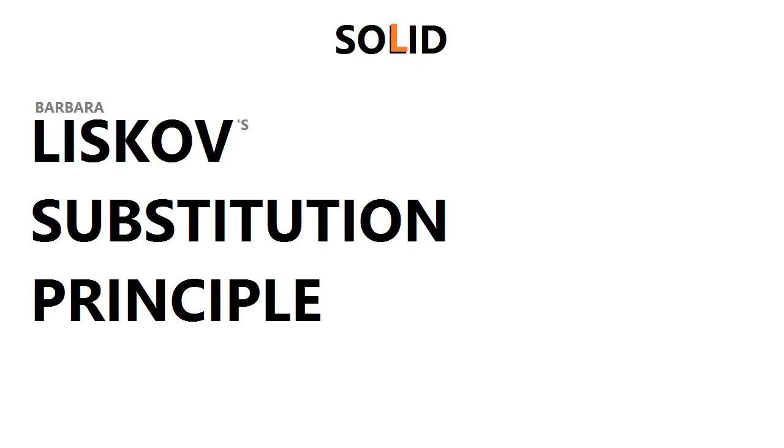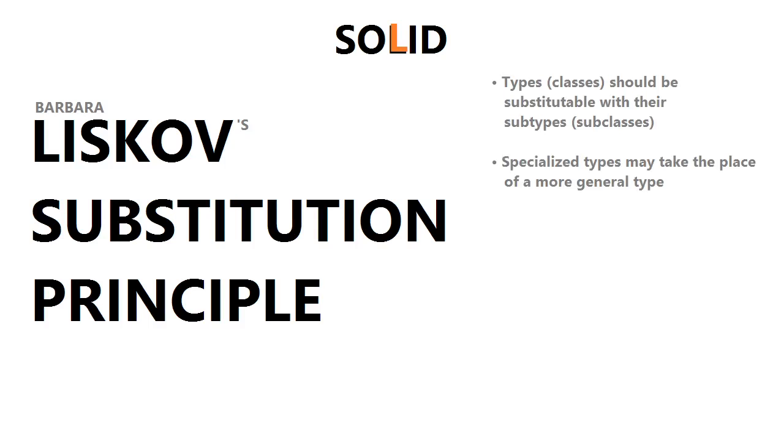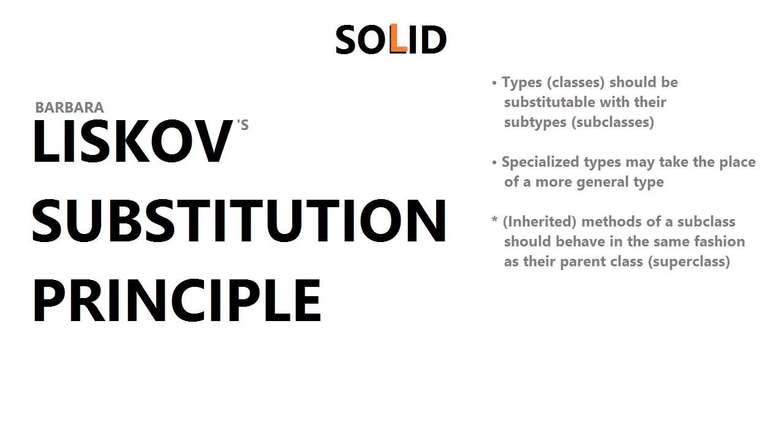This one's probably the most object-oriented principle out of all of them, but it can still somewhat apply to other stuff too. So types, classes, should be substitutable with their subtypes, their subclasses. I think that's pretty much self-explanatory. So a specialized type, which is like a subclass, right, may take the place of a more general type. I'll just go ahead and read this in order for right now. Inherited methods of a subclass should behave in the same fashion as their parent class or superclass.